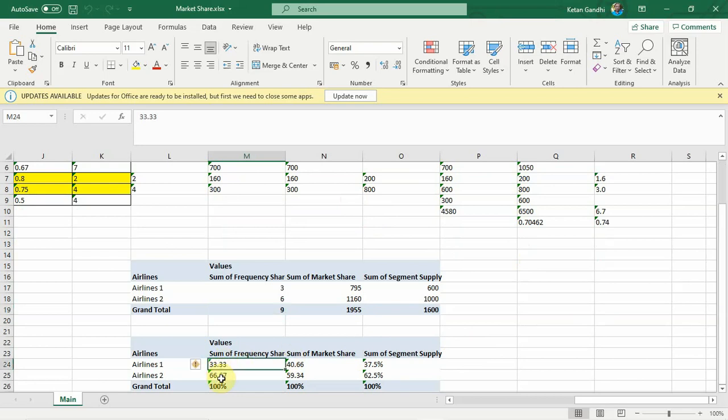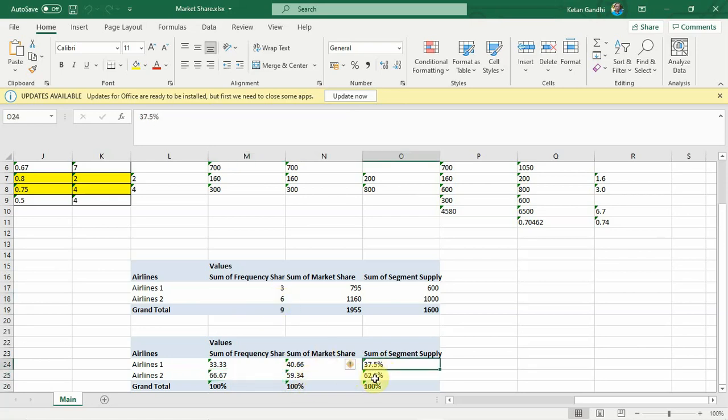So what is the market share based on the frequency? The frequency share is 33% for airline 1, and for airline 2 it is 66%. What is the market share? This is what the answer is. 40% of the market share goes to airline 1 flying the route of Washington to Boston, and 60% of the share is for airline 2 flying the same route with this particular frequency, that is 6 daily flights.